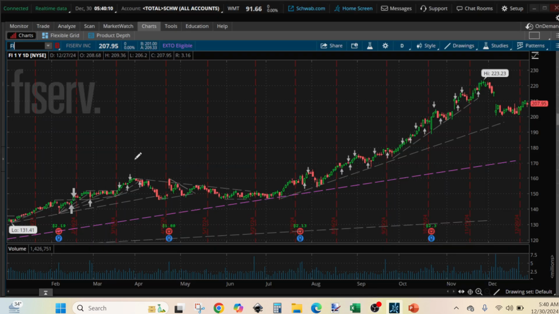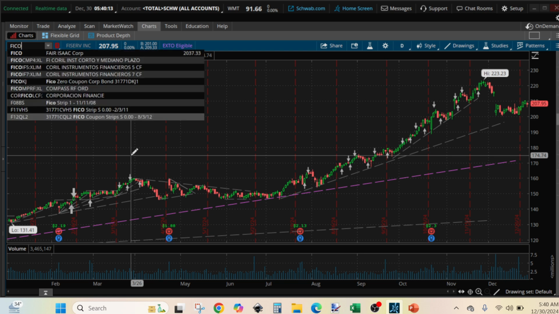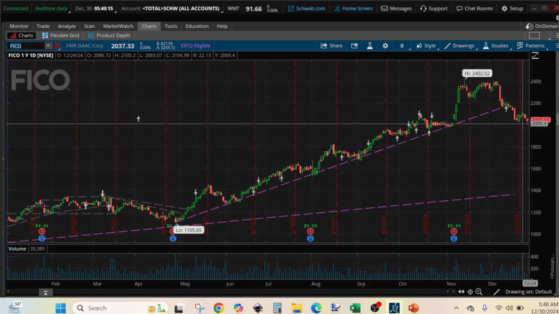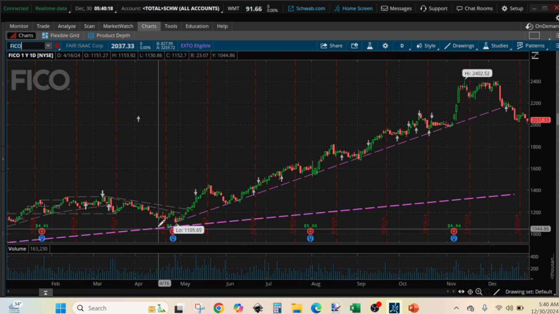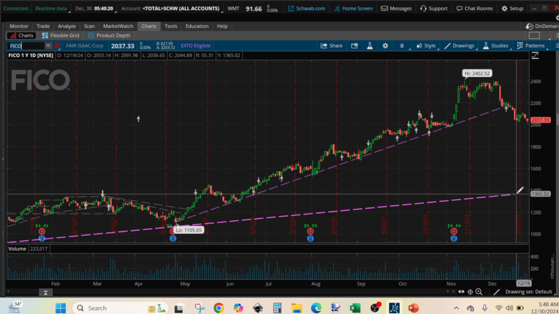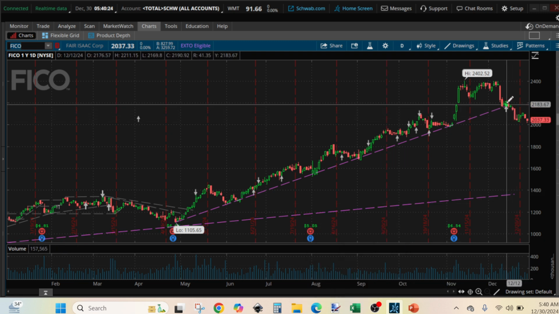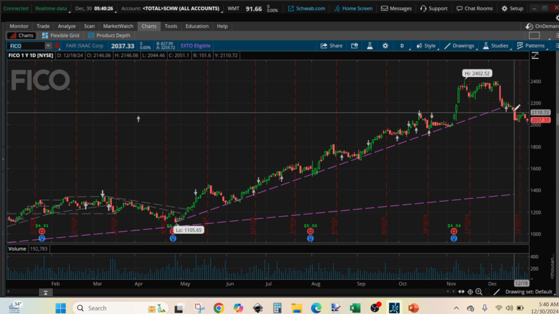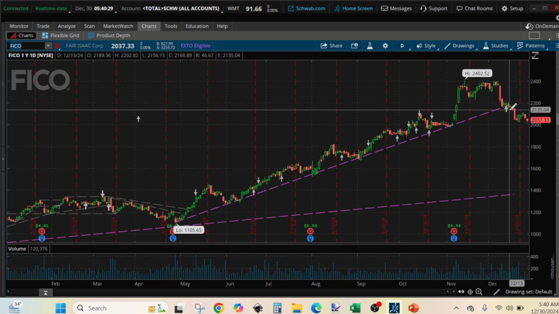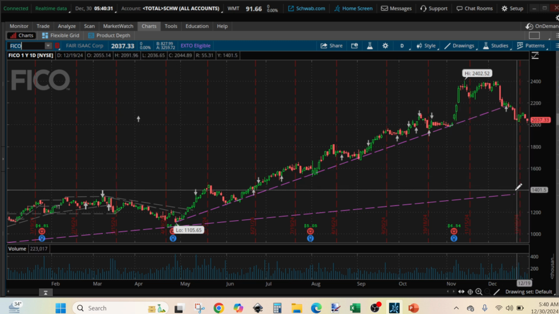FICO. So FICO, this is the line we like to buy on, but we bought it on this line here, and you can see that by buying it there, it continued to go down, so it could be coming to here.